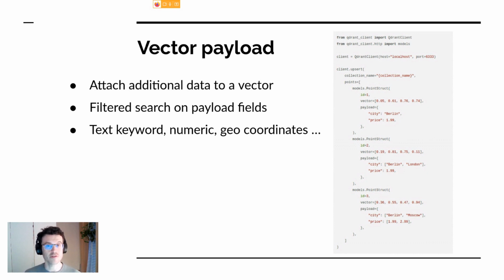So if you think about it, not only can you ask the question, please find a restaurant that is similar to this restaurant, but you can say, and please make sure that it is within a radius of, I don't know, 500 meters from my place. This is pretty neat. We support different types of payload. Here I mentioned geo-coordinates, but we have, of course, text, numbers, and so on.